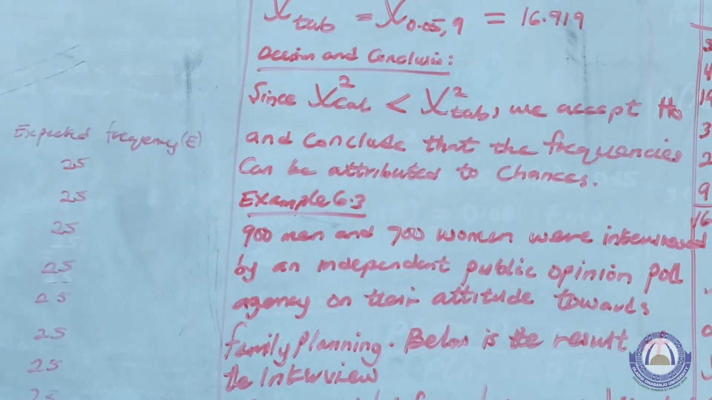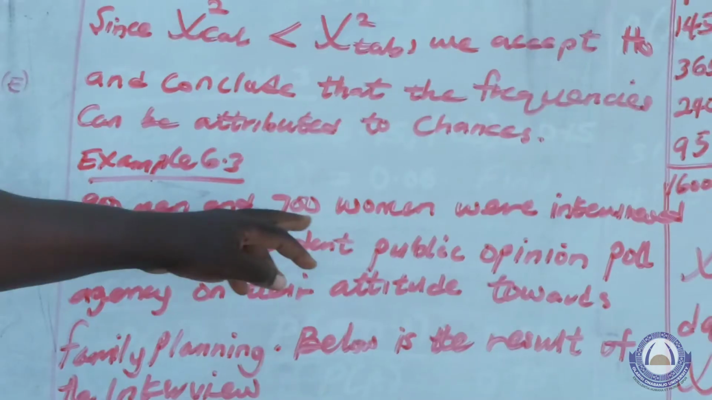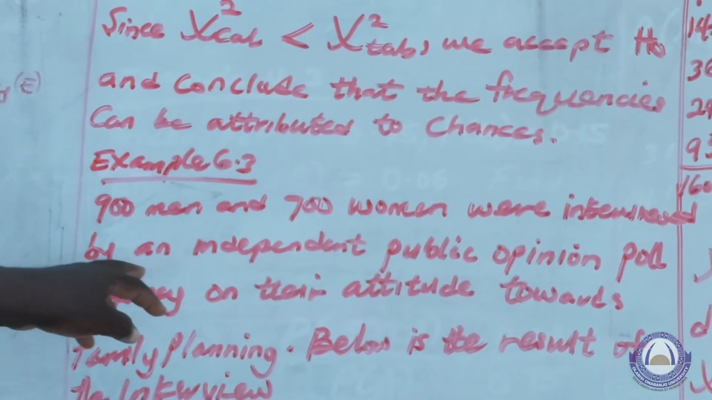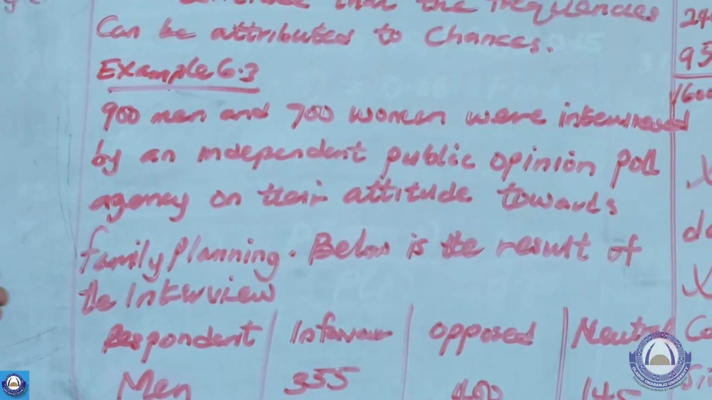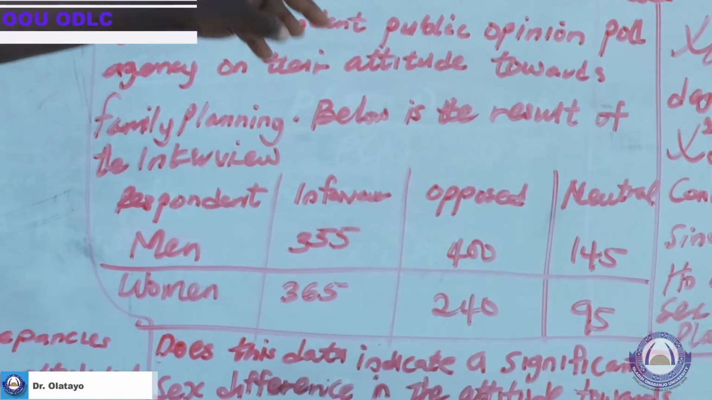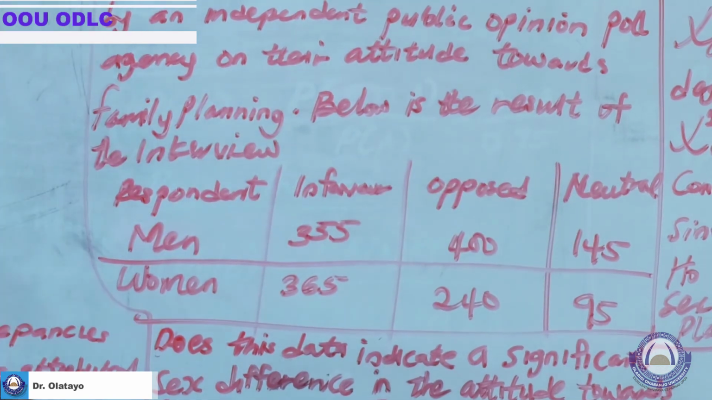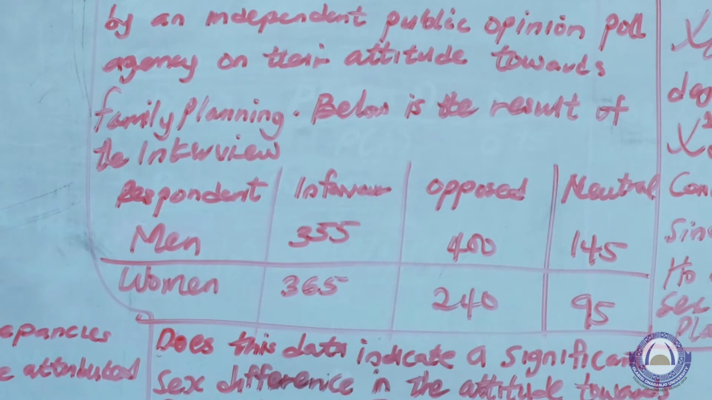Example 6.3 says 900 men and 700 women were interviewed by an independent public opinion poll agency on their attitudes towards family planning. Below is the result of the interview. The respondents, we have men, we have women. We have in favor, we have opposed, and we have neutral.